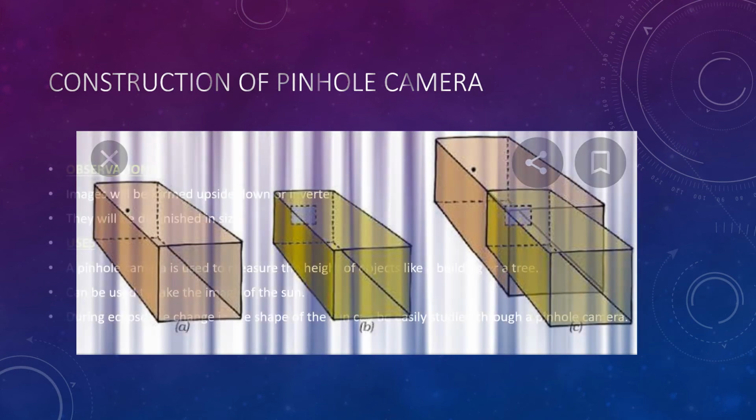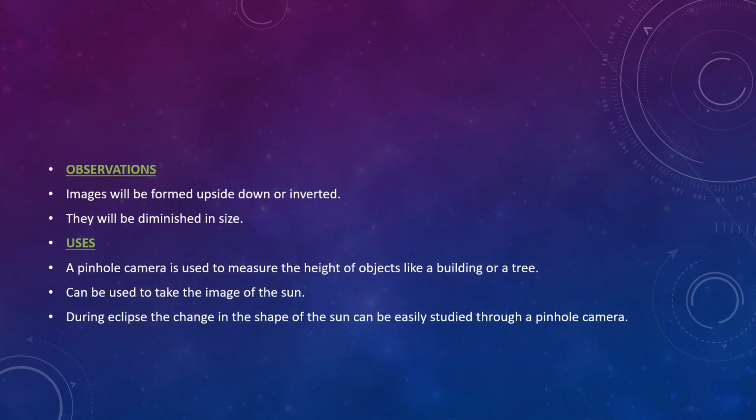Now what are the different observations we are going to get from the pinhole camera? Whenever we see any object through a pinhole camera, the size of the image is always diminished, or smaller in size. And the image formed in the camera is always inverted. Inverted means upside down. The uses: a pinhole camera is used to measure the height of objects like a building or a tree. It can be used to take the image of the sun. And during an eclipse, the change in the shape of the sun can be easily studied through a pinhole camera.